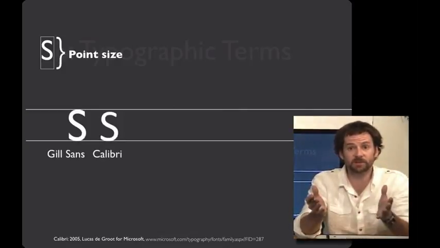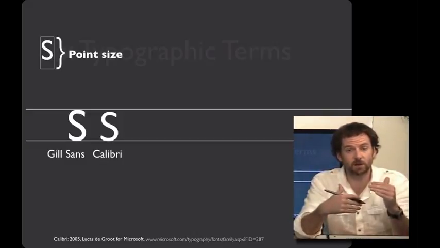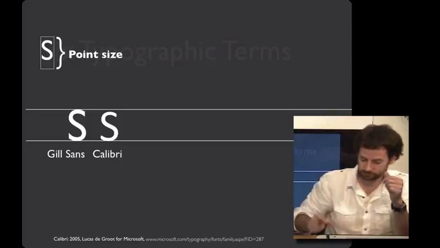For example, you can see for the same point size, here's a letter S in Gill Sans and a letter S in Calibri. And you can see that the Calibri S is lower than the Gill Sans S.